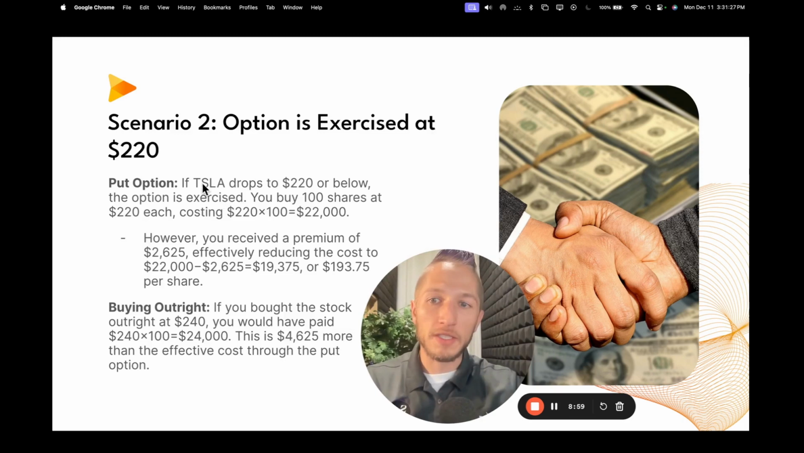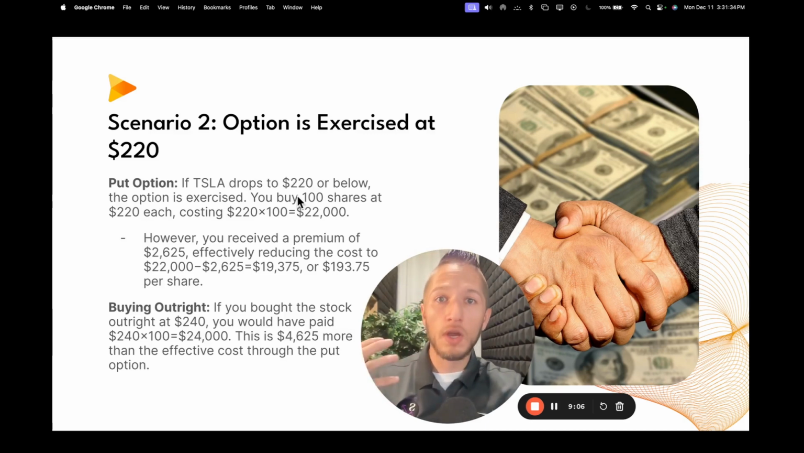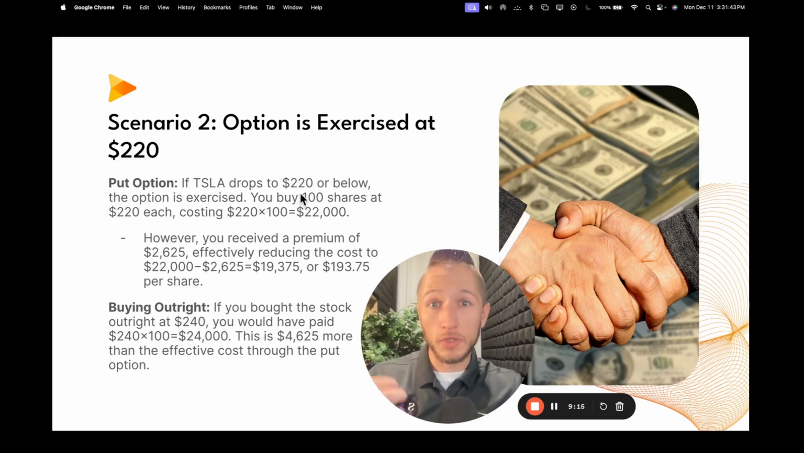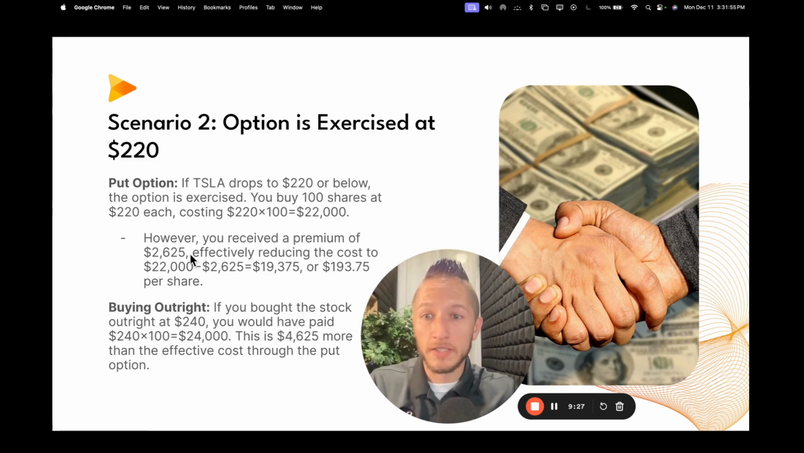So what this means is that if Tesla stock does drop to $220 per share or less, the person who gave you that $2,625, they might call you up that day and say, hey, I want to sell you my shares at $220, which you are obligated, since you sold them this contract, to buy those shares at $220. So you should have $22,000 set aside for this scenario. However, you did receive a premium of $2,625 for this individual to call you up and consider utilizing this contract.